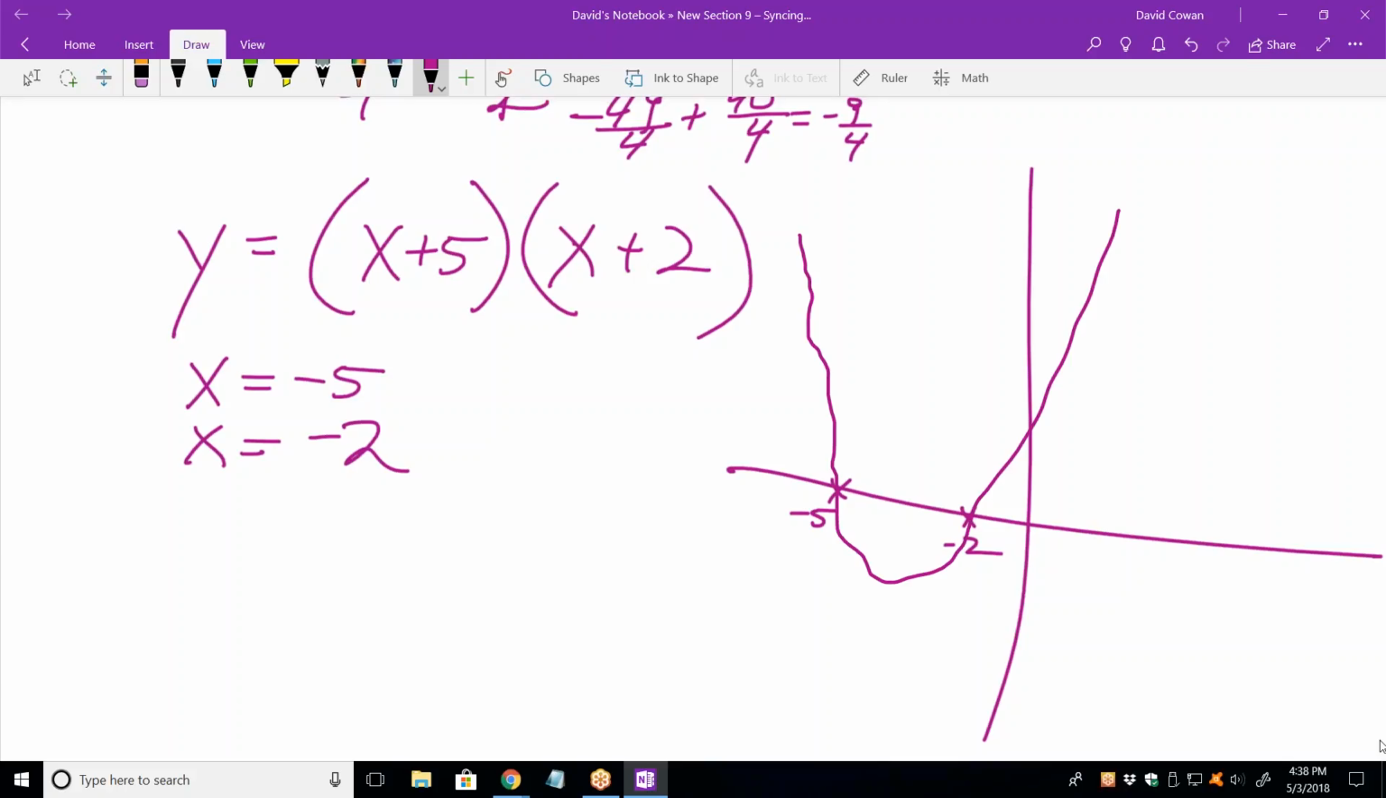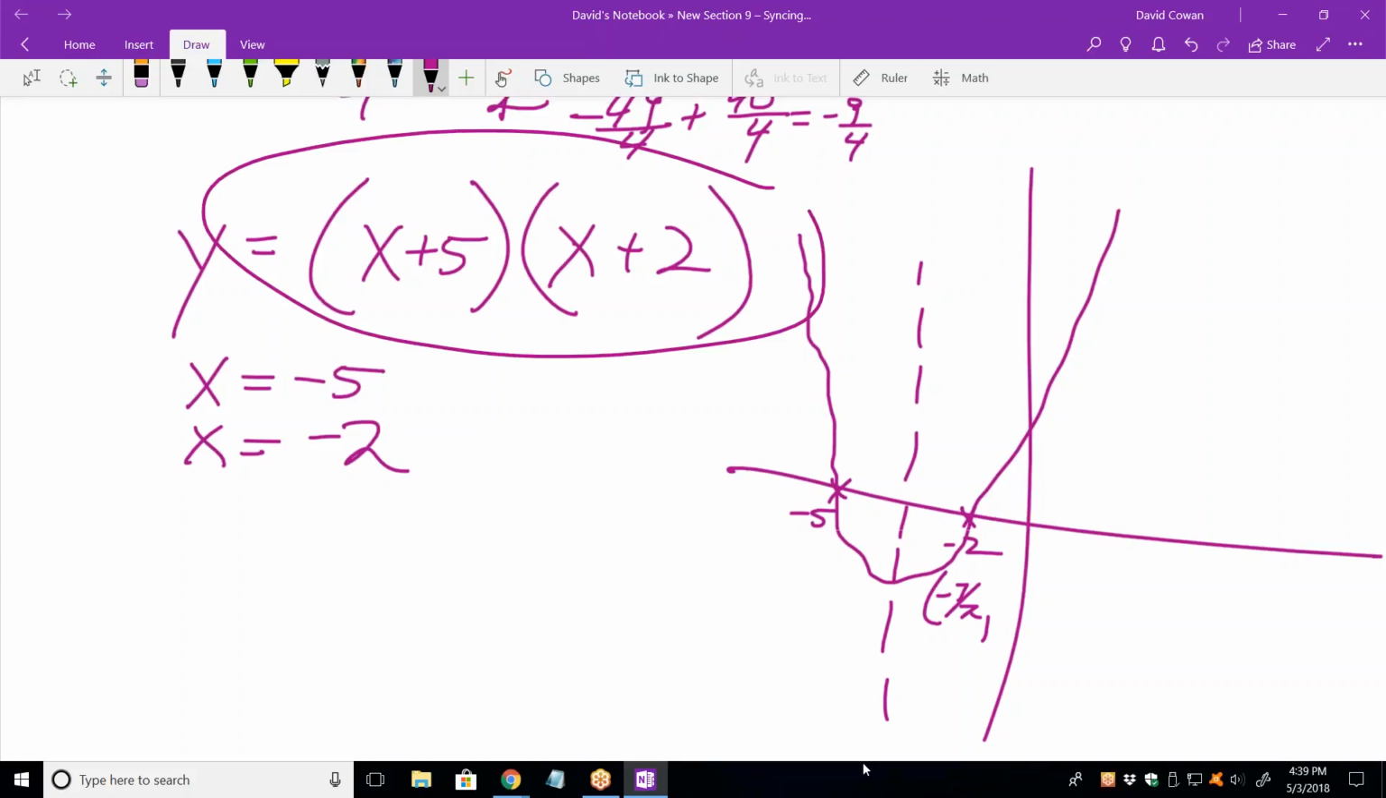And furthermore, I know what the x-coordinate is. It's halfway in between those two numbers. Well, guess what that is? -7/2. So the x-coordinate is -7/2, exactly what I got when I did it the other way. Now, if I want to know what the y-coordinate is, I substitute -7/2 into that, and what I will end up with is -9/4, just like before.